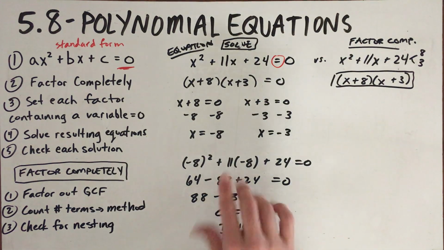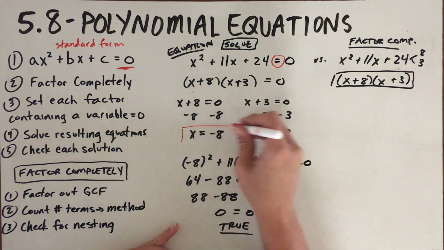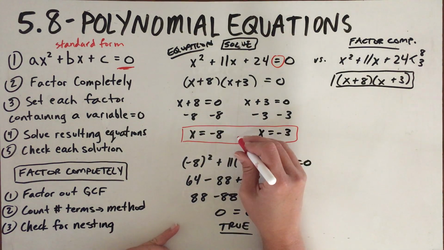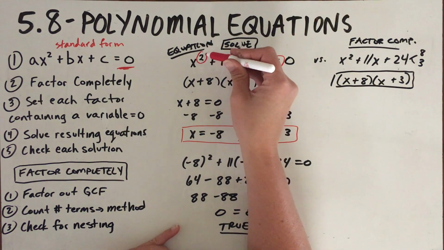Step 5. We could do the same thing with -3. I'm not going to spend time in this video checking, but you should always check every solution. Something else that I want to point out here is notice that we got 2 solutions. We got that x is 2 things. And the reason why we get this is because the degree of this polynomial is 2.